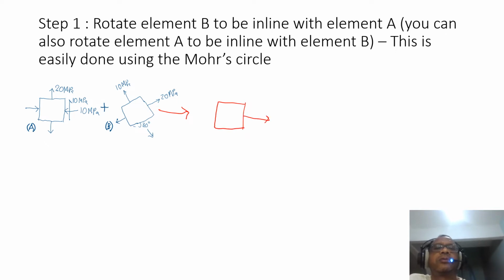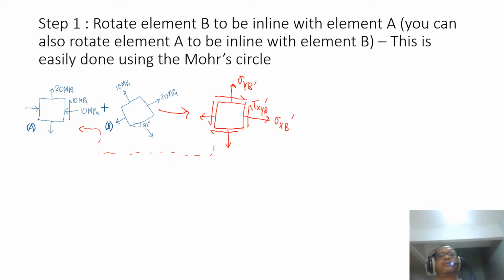We do not know what the values are here, but let's draw this first. Maybe we say sigma x b dash. B is the stress state, so this is sigma y b dash, and this is tau x y b dash. And from there we can add to this element. So how do we do this?